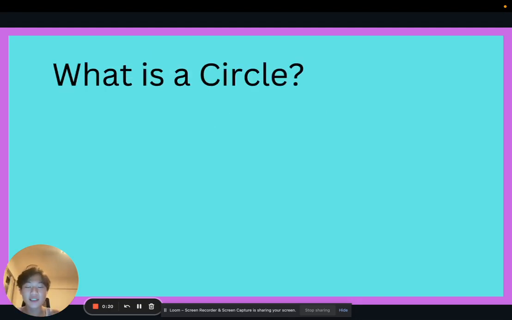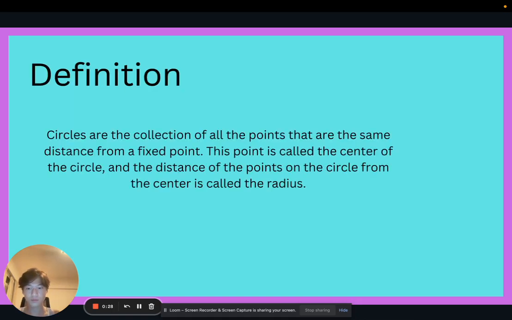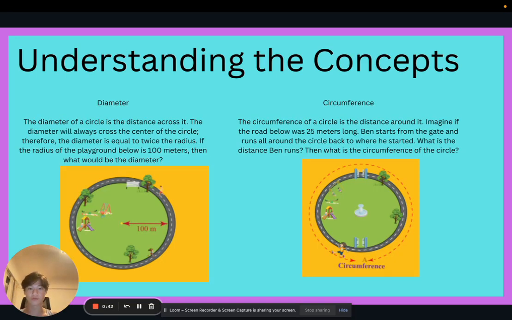Firstly, what is a circle? So I want you to take a couple of minutes to actually think about this. What actually is a circle? A circle is a collection of all the points that are the same distance from a fixed point. This point is called the center of the circle, and the distance of the points on the circle from the center is called the radius.